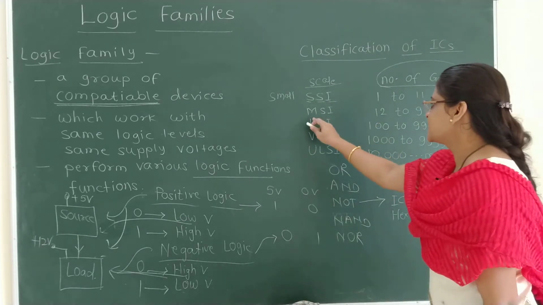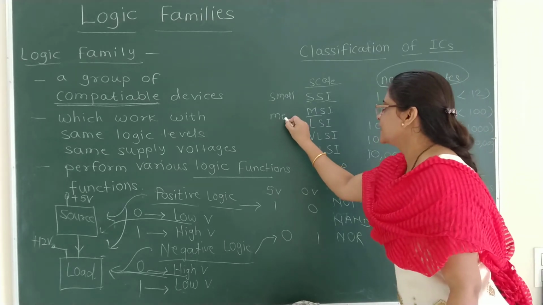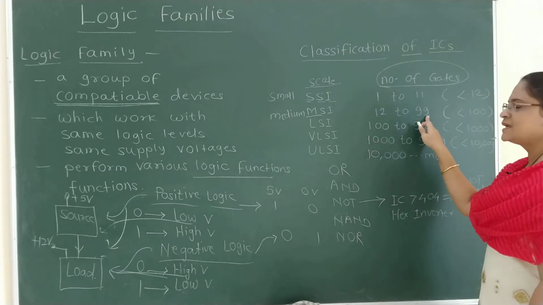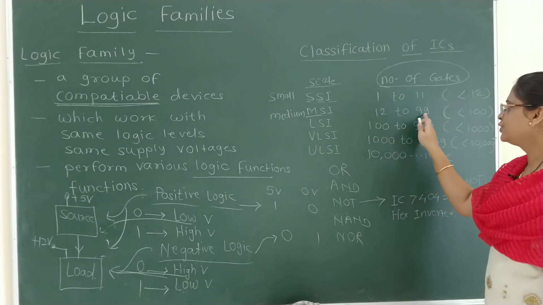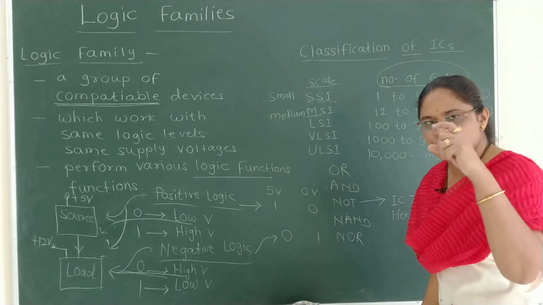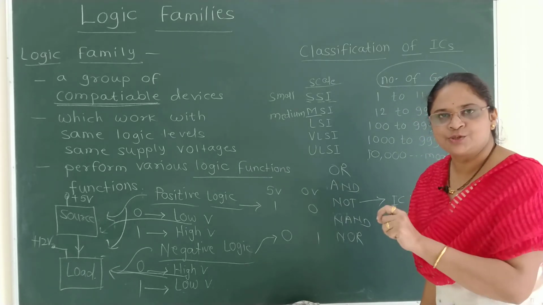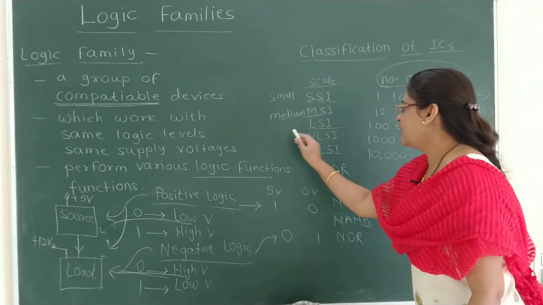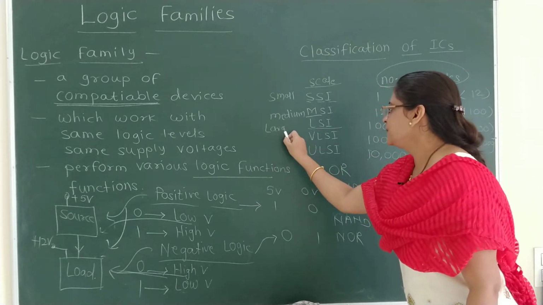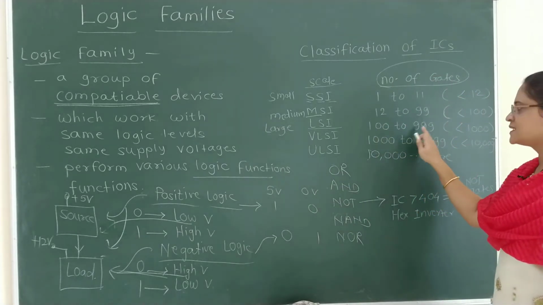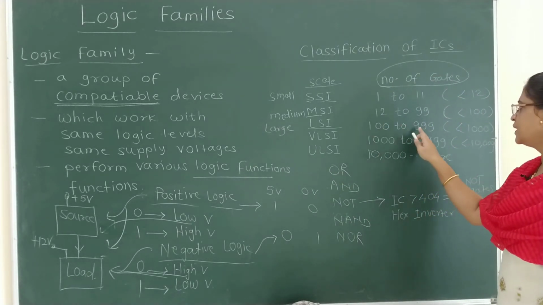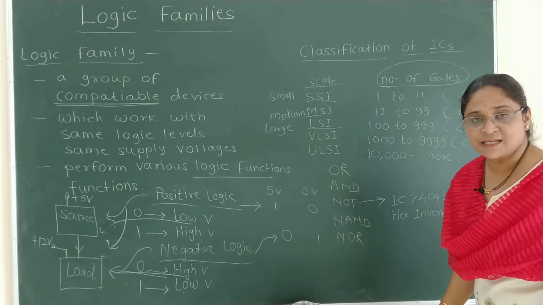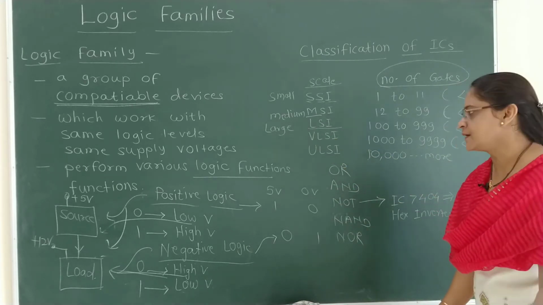Similarly, MSI stands for medium scale. It means the number of gates can be more than 12 but less than 100, that is 12 to 99. If the number of gates used on that IC is 52, then that shows medium scale integration. Next one is the large scale. Large means more than 100 but less than 1000. If 100 to 999 gates are used, then that shows LSI type IC, large scale integration.